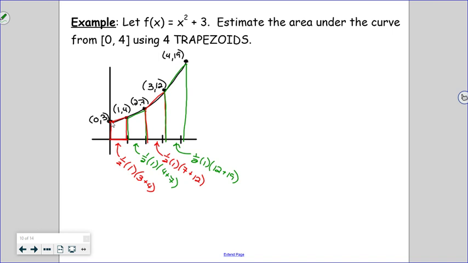So if I were to actually total all of this up, let's see, that'd be 7/2 plus 11 halves plus 19 halves plus 31 halves. Somebody add that up for me there. 34? 68.